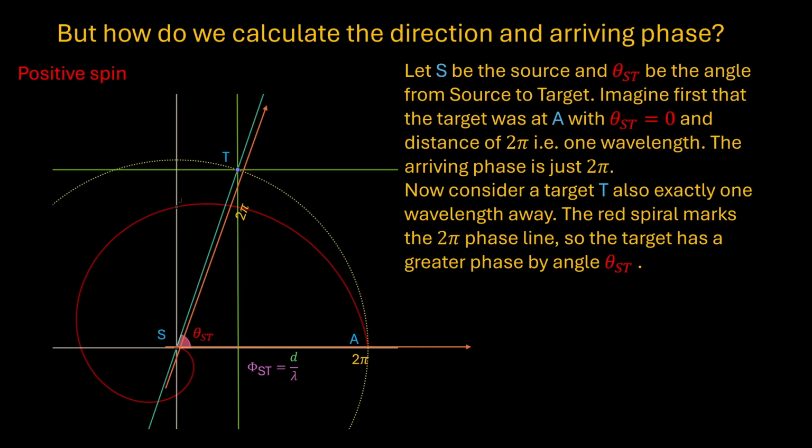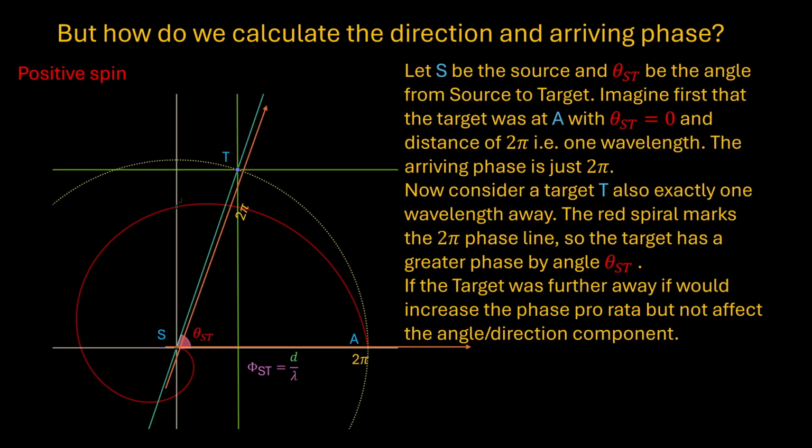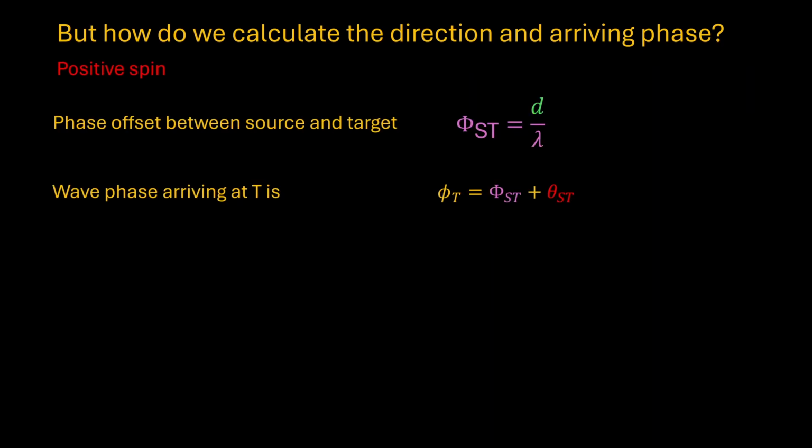Now we can think about having the target further away than one wavelength. The phase at A, for example, would be just the distance divided by the wavelength. The greater the distance, the greater the phase. But this will have no effect on the directional element of the phase. So we have that the phase arriving at the target, say small phi t, is the sum of the distance component, capital Phi st, and the source target angle, theta st.